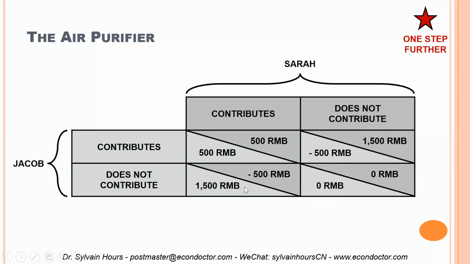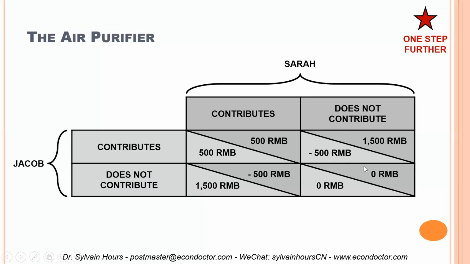Let's look at this cell here. If Jacob does not contribute, so he doesn't pay, but Sarah contributes, so she has to pay 2,000 RMB. Then Jacob enjoys the benefit of breathing clean air, 1,500 RMB, does not pay anything, so that's his net benefit. Sarah enjoys the benefit of breathing clean air, 1,500 RMB, but she has to pay 2,000 RMB for the air purifier. So her net benefit is negative, minus 500 RMB.